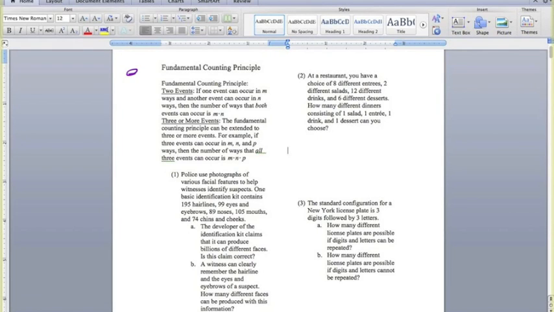Today we're talking about the fundamental counting principle. What does the word fundamental mean to you? Basic. Okay. So when we hear the word fundamental, a lot and crucial. When we hear the word fundamental, a lot of times we hear it in a sporting event setting.